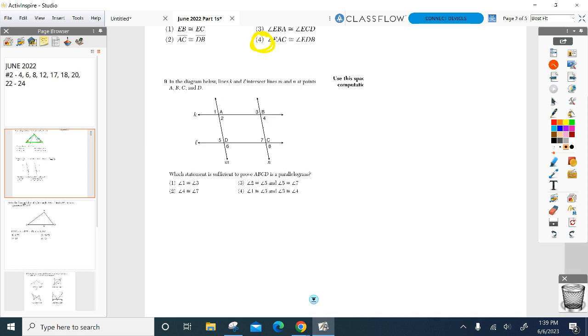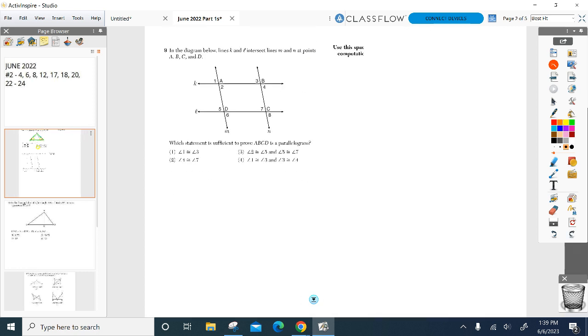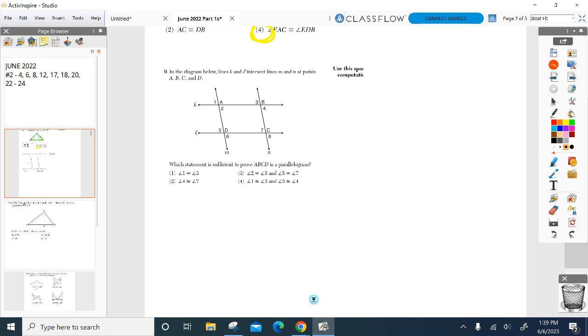All right, next one. We have yet to discuss anything about parallel lines. And this is a parallel line and quadrilateral one, all in one. Oh, boy, are we lucky. All right, what makes ABCD a parallelogram? What's good enough to make ABCD a parallelogram? All right, 1 congruent to 3. Everyone look at those angles, 1 and 3. What do I call those angles from our parallel lines unit? Those are corresponding. Good.